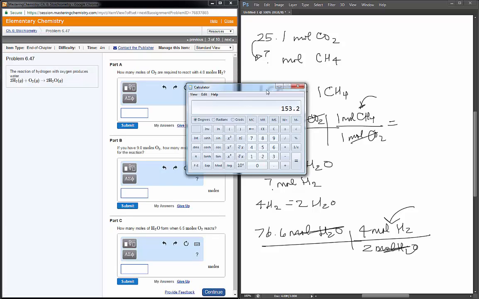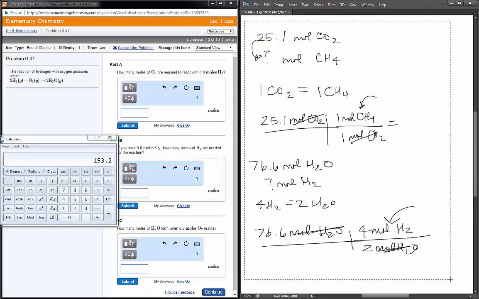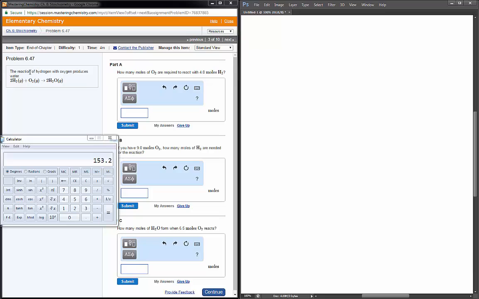Problem 6.47, we're going to actually plug this in, and we're going to do it exactly like we did in the first problem. So we start with my equation here: 2H2 plus O2 goes to form 2H2O. This tells us that 2 H2s react with 1 O2, and vice versa. 2 H2s produce 2 H2Os, and vice versa. And 1 O2 produces 2 H2Os, and vice versa. So if they want to know how many moles of O2 are required to react with 4 moles of H2, we're looking at this relationship.